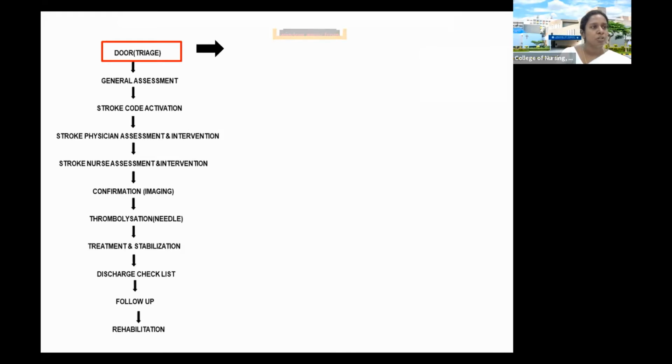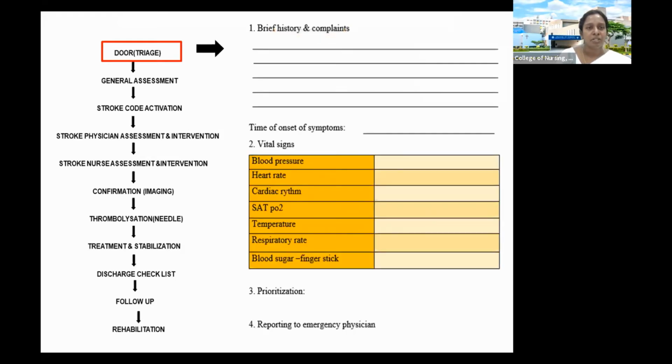In the triage, what we do is a brief history and the complaints are obtained. The main thing that we have to ask is, when was the patient last normal, or when was he without symptoms? So that is the time of onset of symptoms. And in the triage, again, vital signs are very important. Blood pressure, heart rate. If we can get an ECG, well and good, but otherwise we don't have to delay. For that, temperature, respiratory rate, and GRBS are very important. And then patients are prioritized.